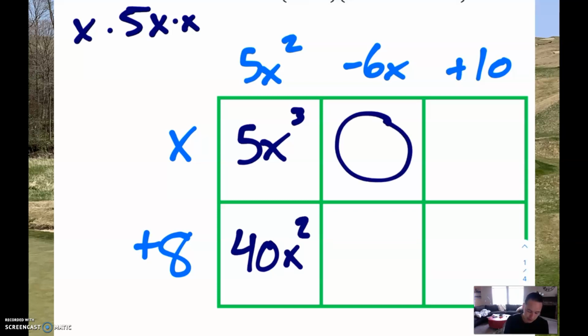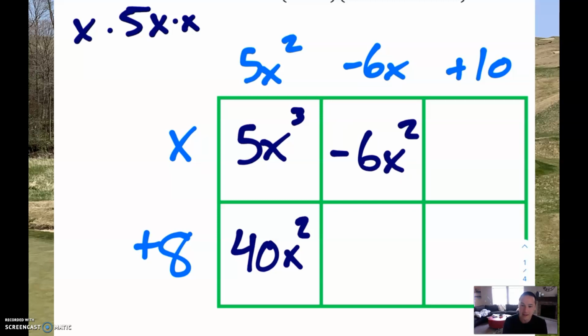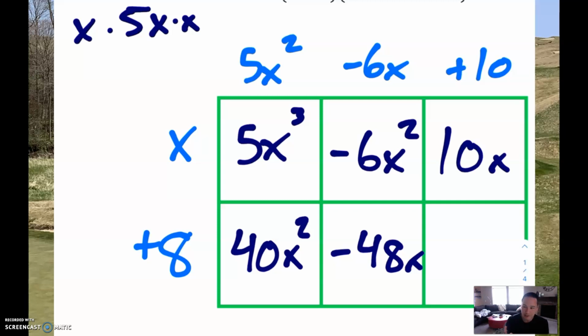Let's fill in this one up here where we're taking an x times a negative 6x. That's going to be a negative 6x squared. I hope you didn't forget x times x gives you x squared. To fill in this bottom one, we're multiplying 8 times negative 6x, and if you multiply those out, you get a negative 48x. To fill in this top one, pretty easy, x times 10 is 10x. And the last one's the easiest one, 8 times 10, that's just an 80.